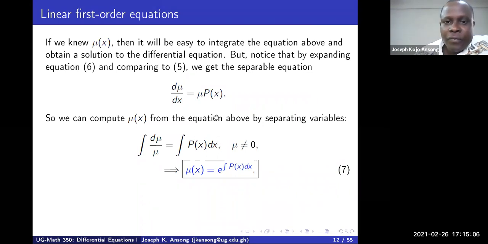Okay. Now note that this equation here is separable. Once it's separable, you can divide through by mu, take the dx to that side and integrate, and you have ln mu. So if I integrate this, I'm going to get mu(x) to be equal to e raised to the power the integral of p(x) dx.